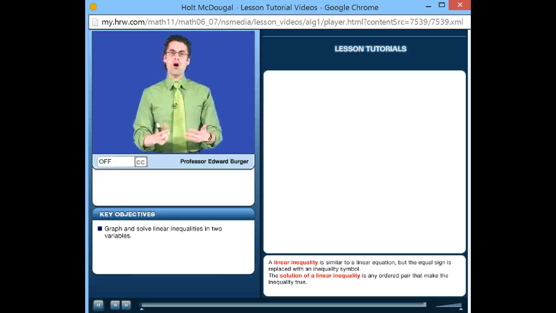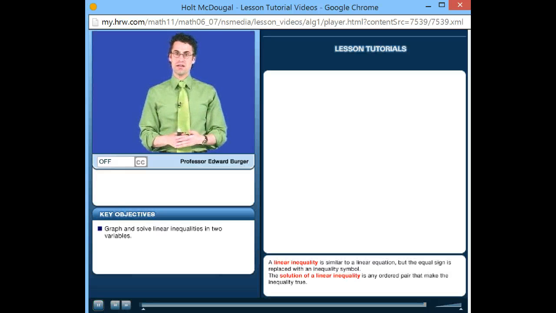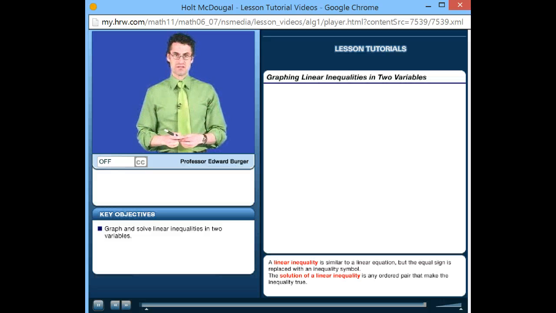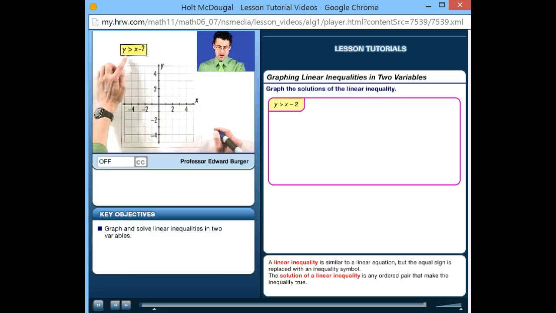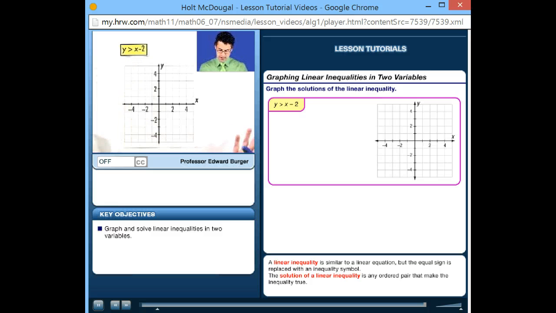Now, to find all the solutions to a linear inequality, one powerful way of doing that is to graph the solutions. So we actually graph the solutions as if we were graphing the line. Let's take a look at an example and see how to find all the solutions to a linear inequality. Let's consider y greater than x minus 2. All right, how do I graph that?